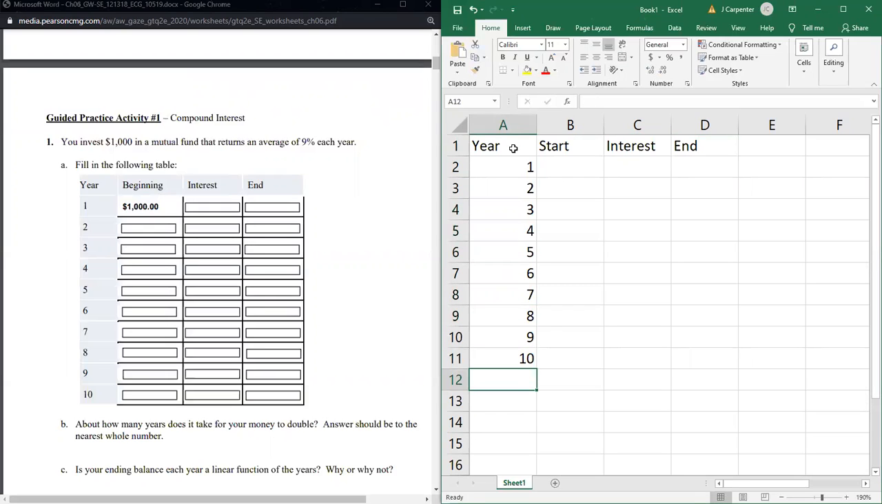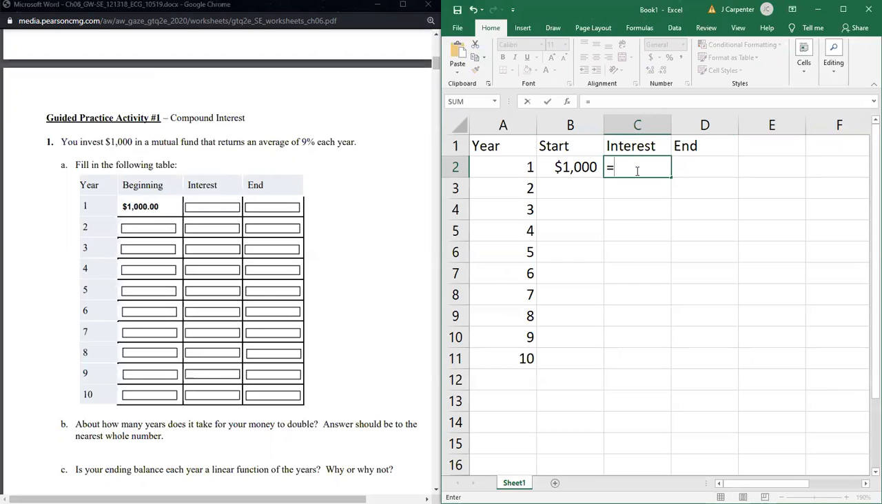Yes, I can just type 1, fill down by holding control, or type 1 and 2, grab both, fill down from there. But it's only 10 years, so that's not too bad. We started with $1,000. The interest is going to be the product of the balance and the interest rate, which is 9%. Now, I could put the interest rate somewhere else if I really wanted to, and then do a fixed cell reference. But for this problem, I won't. I'll do that later, though.